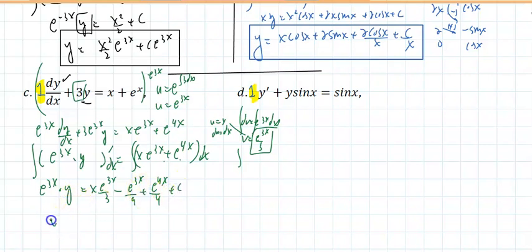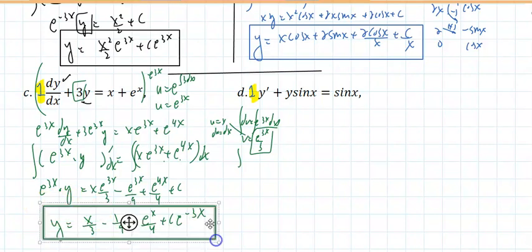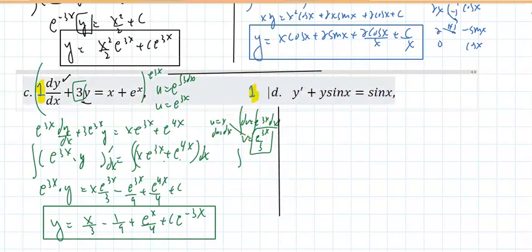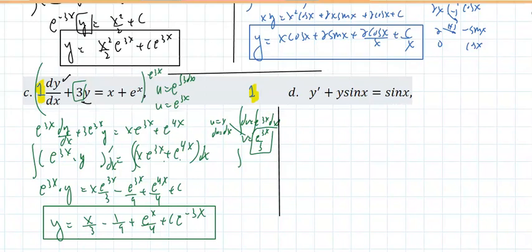If I divide by e to the 3x, I'll notice that y will equal x over 3 minus 1/9 plus e to the x over 4 plus c e to the negative 3x. And d, the same deal. I look at this, say, wait a minute, I can do this. I'm going to let u equal e to the integral of, and again, there's y prime. Make sure that's a 1.